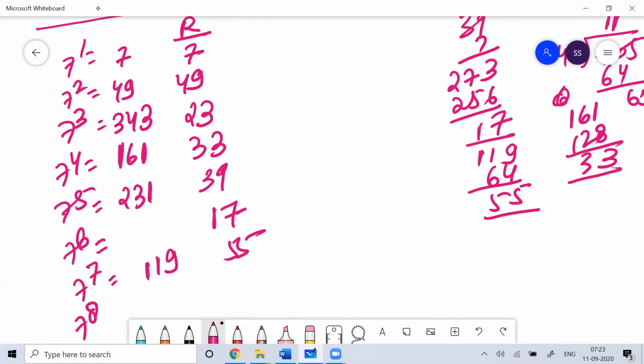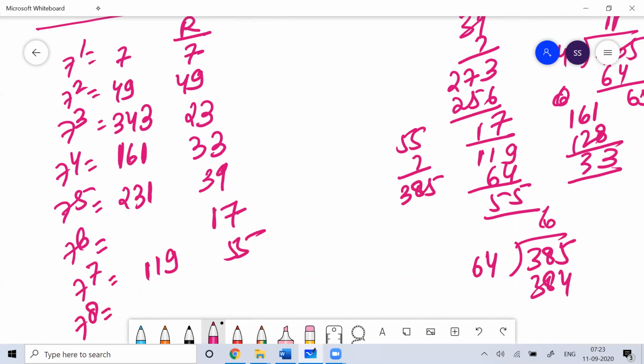Then 7 to the power 8. 7 to the power 8 is 55 sevens, which is 385. So 385, if you check with 64, 64 fives is 320, 64 sixes is 384. So you get a remainder 1.